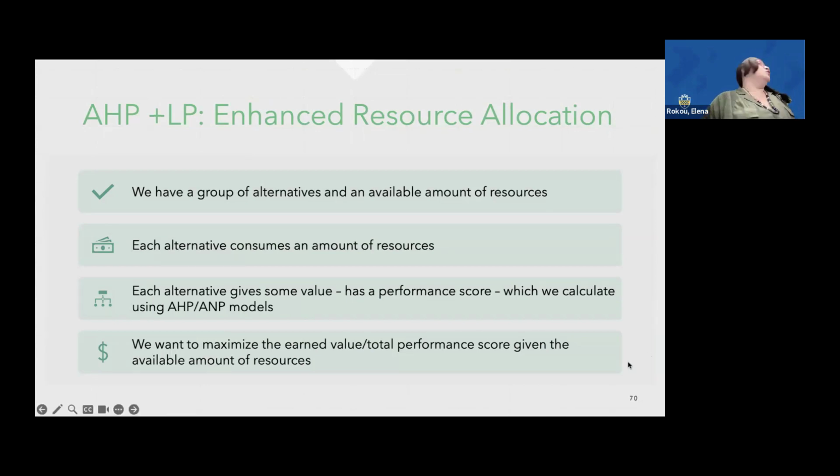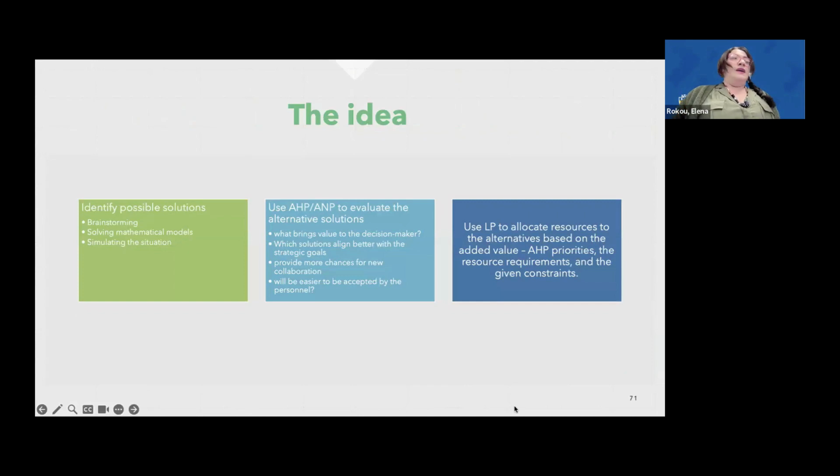And what we try to do is use AHP to evaluate the added value of each of the possible solutions, and use optimization to do the resource allocation, trying to maximize the added value while keeping the resources under the given amount. So while being under budget, if we are going to use the budget.